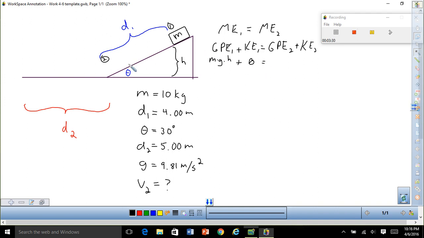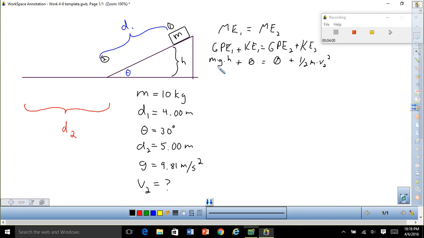Now once it slides down the ramp, it will actually be at the reference point, and so the height will be 0. The gravitational potential energy of an object at the same elevation as the reference point is 0. So 0 joules of gravitational potential energy at point 2. However, it is moving, so it will have some kinetic energy, equal to 1/2 times the mass times the velocity at point 2 squared. Kinetic energy is 1/2 mv squared.